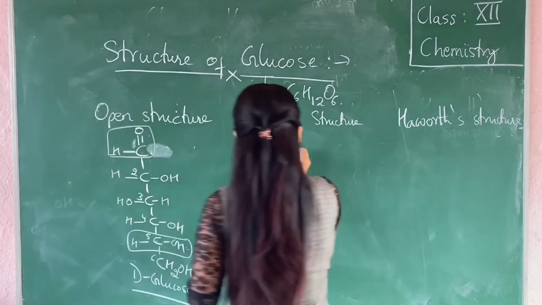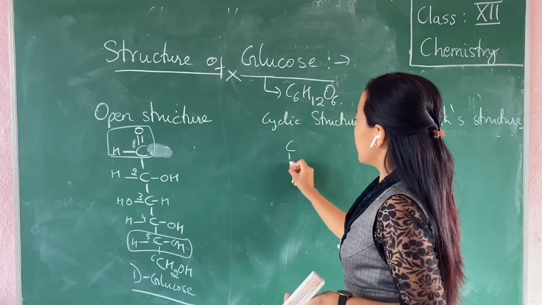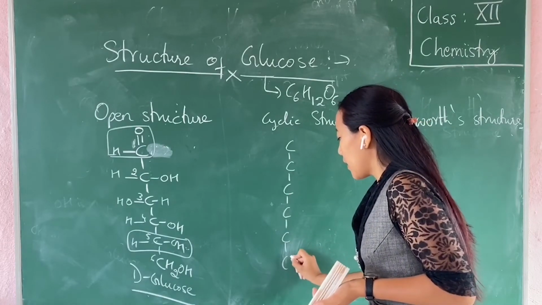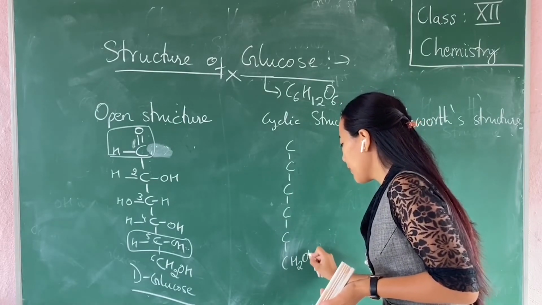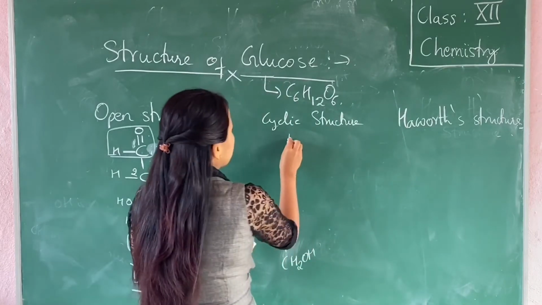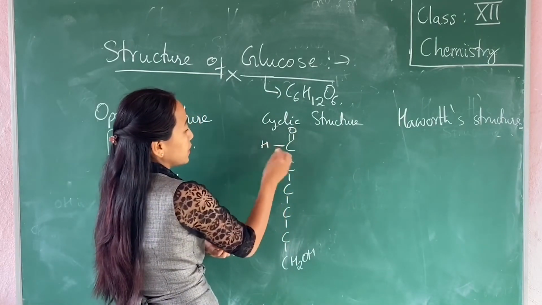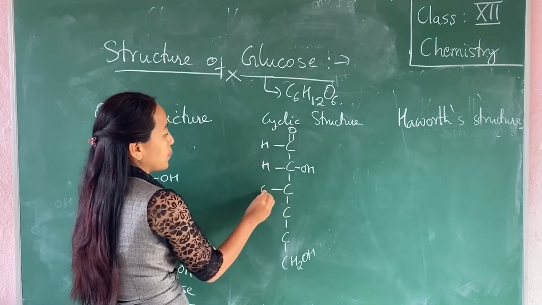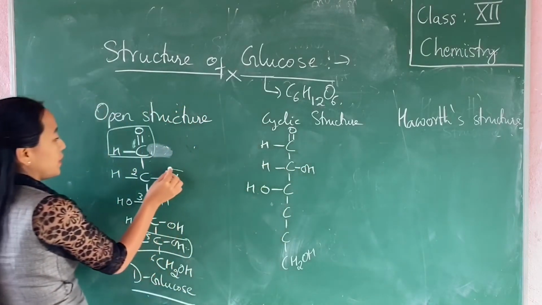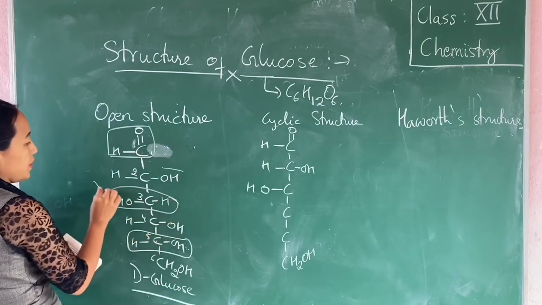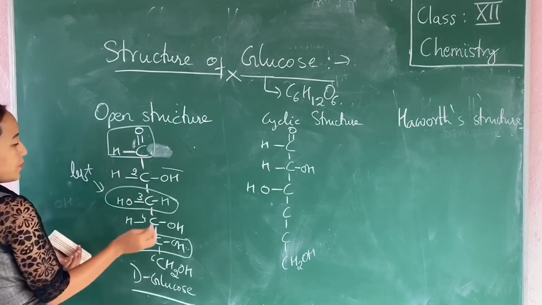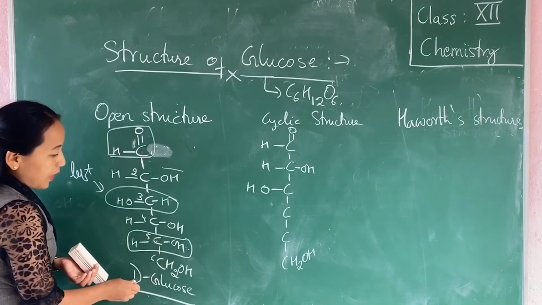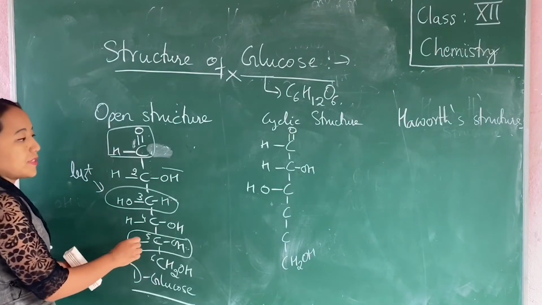So the cyclic structure is written as first, second, third, fourth, fifth and the sixth carbon atom, which is a primary alcohol. Now this has an aldehyde group, hydrogen, and then you have OH on the right. On the third carbon atom, OH is on the left. Only the third carbon atom is on the left. The rest will have OH on the right hand side in the case of D-glucose, whereas in the case of L-glucose, this OH is on the left hand side.